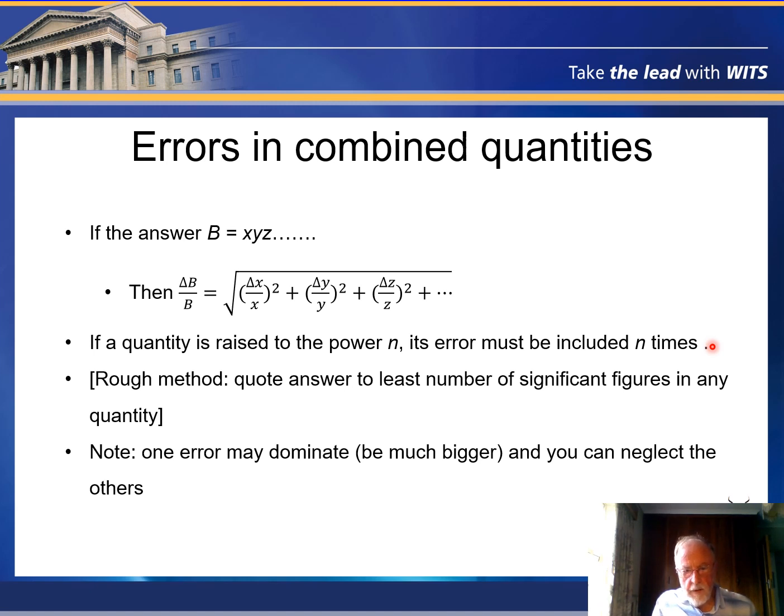And it doesn't matter whether you are multiplying or dividing, you add the errors in every case, or add the squares of the errors. A rough method here, if you are really desperate, quote the answer to the least number of significant figures in any of the quantities that you've used to multiply by, because the ones with a lot of significant figures are probably quite accurate. The ones with the least number of significant figures are probably the least accurate. We note in passing that one error may dominate. That's quite common. One of the errors may be much bigger than the others. And if that's the case, you can neglect the others. You can include them if you want, but they won't make any difference to the answer, or so little difference that you will hardly notice it.